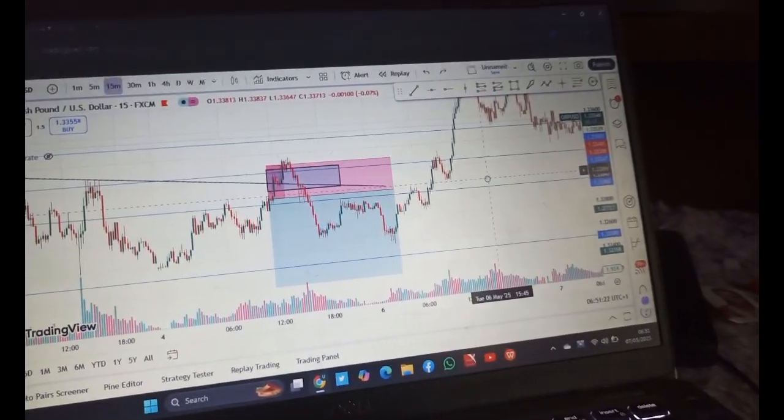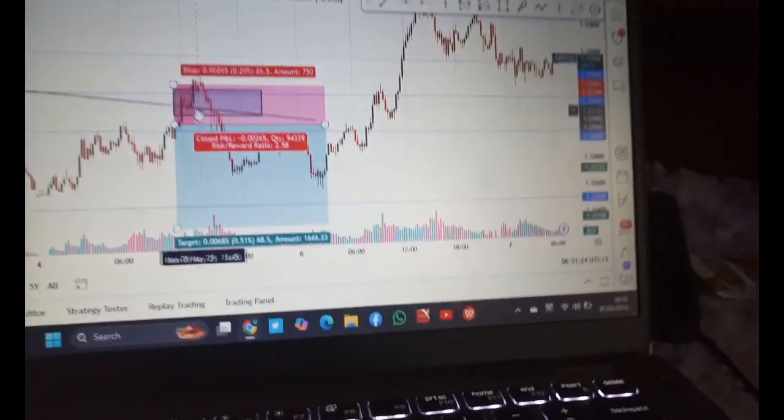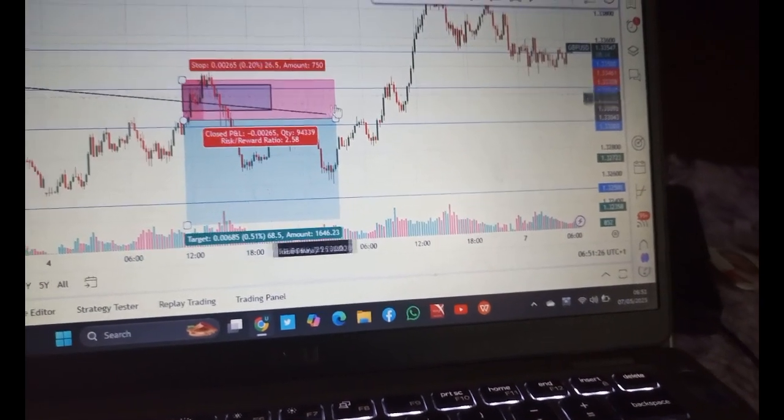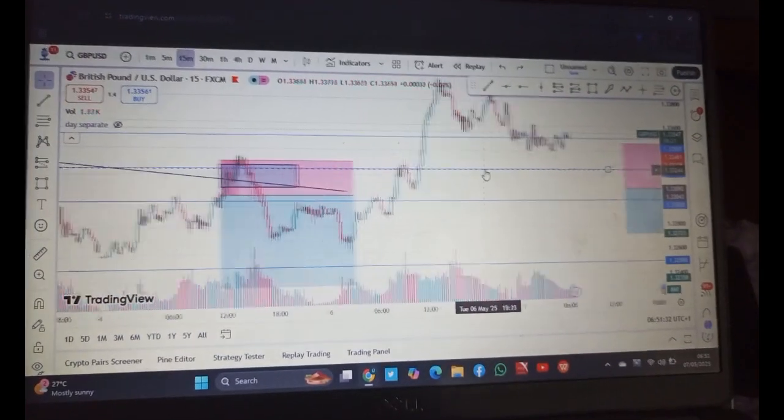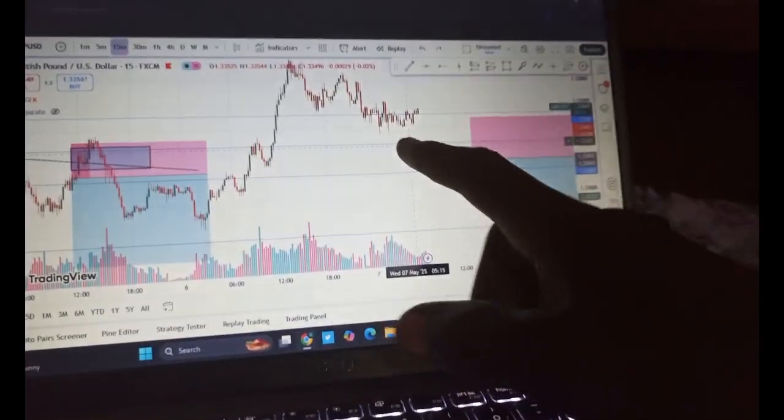So that's it guys. I told you this psychological level always works. You see that touch here, that touch, that touch, that touch, and maybe a little touch here. You see that touch? All these psychological levels, they work most of the time.